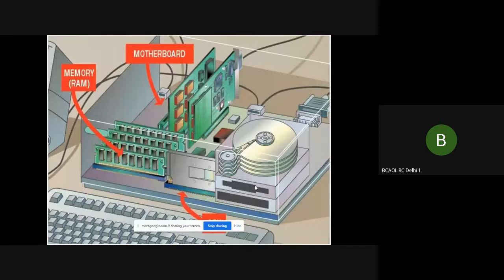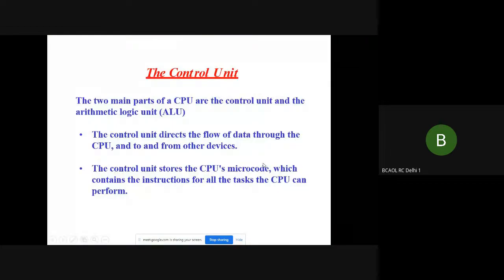So this is an example. Your RAM is your memory, and your motherboard is the board where your devices are attached, and this is your CPU, your chip. Microprocessor chip is your CPU. The two main parts of the CPU are the control unit and the arithmetic logic unit.